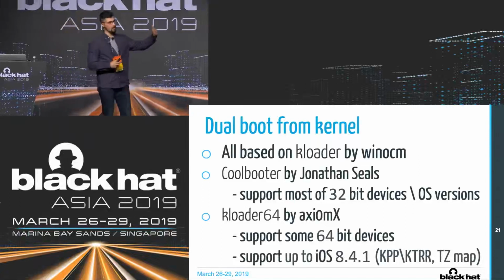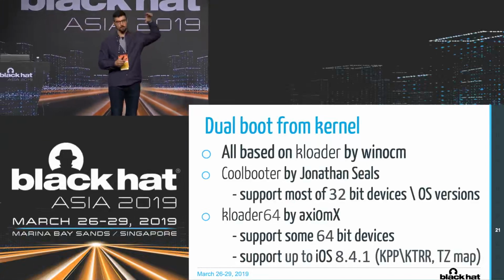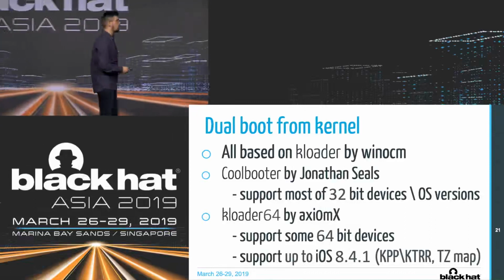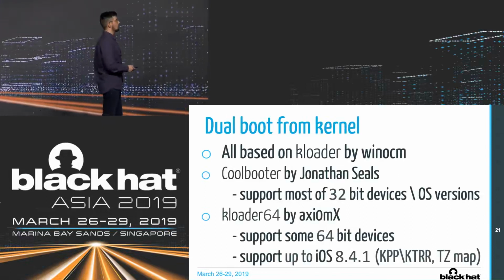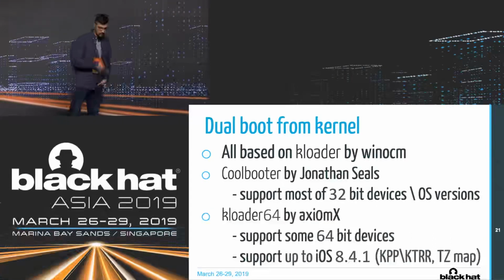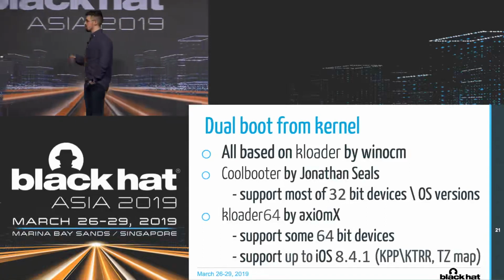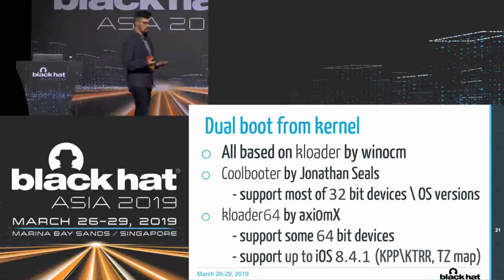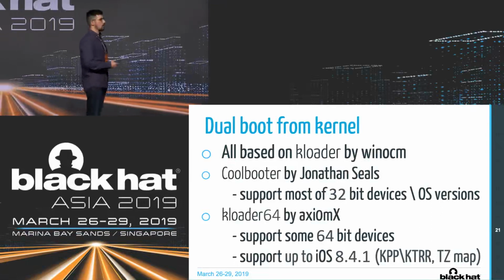So again, the idea is the bootloader will load the kernel. We write the new bootloader to kernel memory and jump back to the bootloader. So it's kind of like a big hack, but that works. And kloader is the base of the coolbooter tool by Jonathan Seals. Coolbooter will do most of the things for you automatically. It will download the firmware, decrypt it, set up the partitions, and so on. Unfortunately, it only works for 32-bit devices and OS versions, so the latest supported device is something like the iPhone 5C.